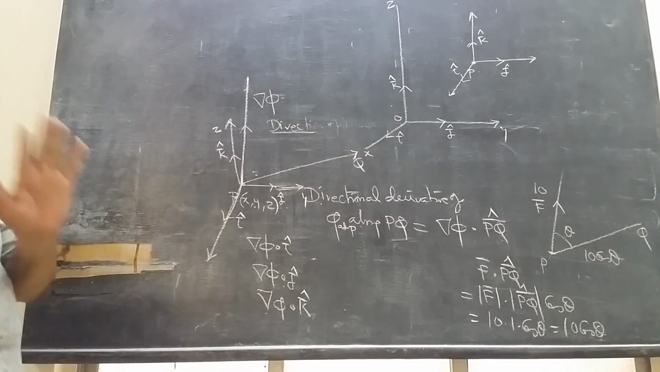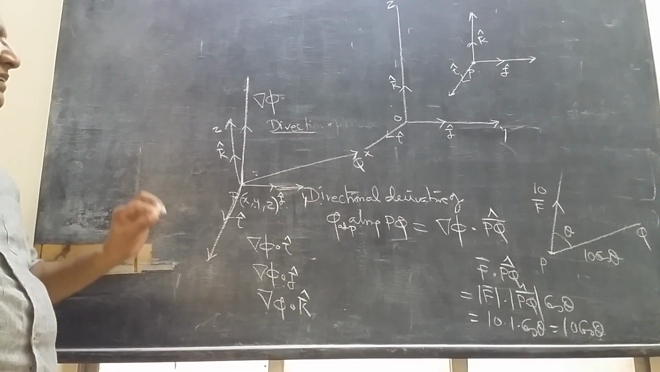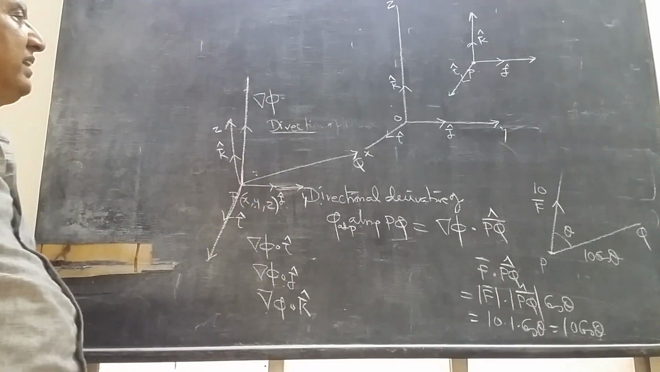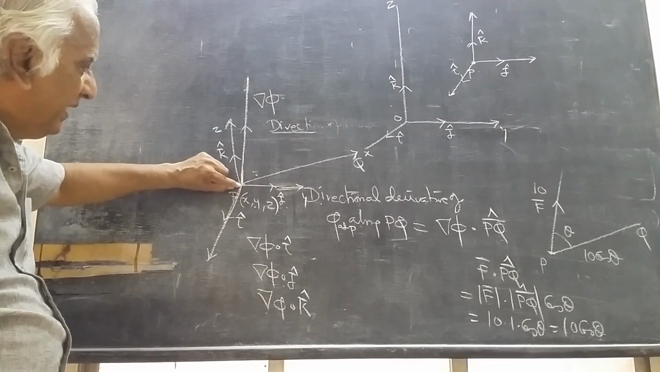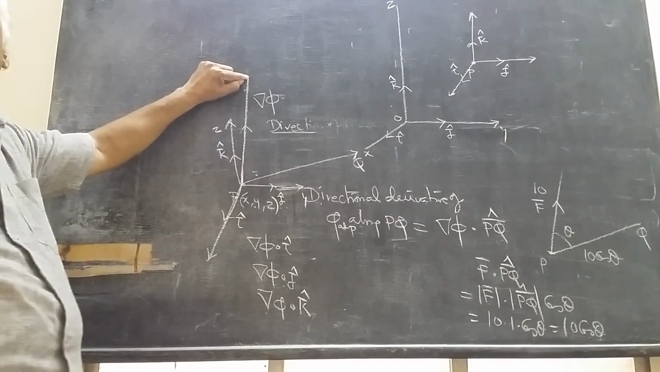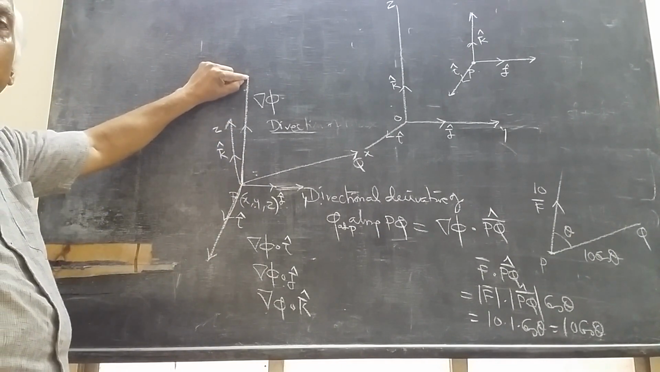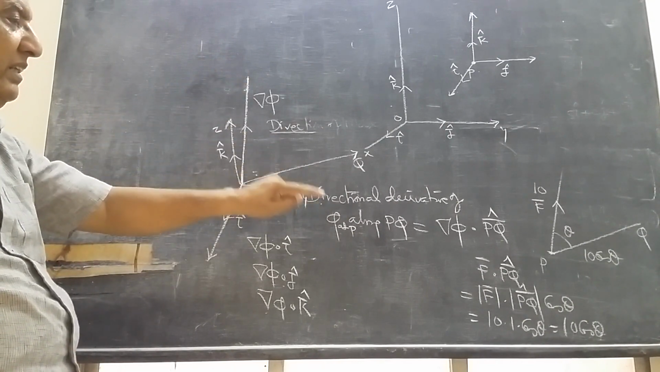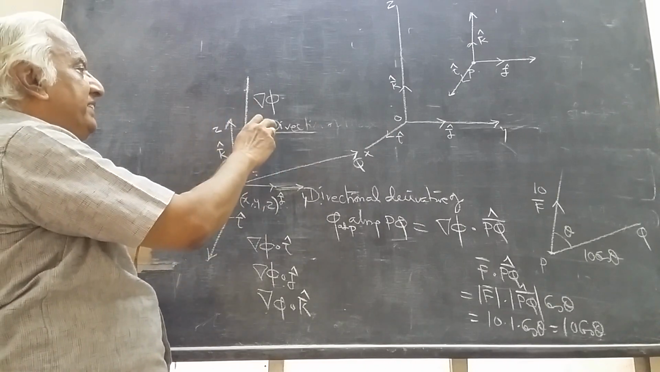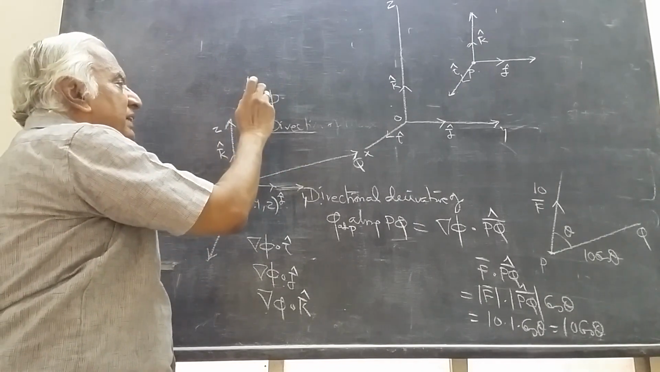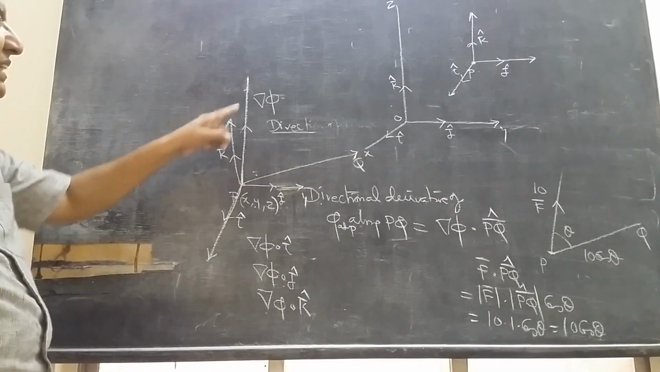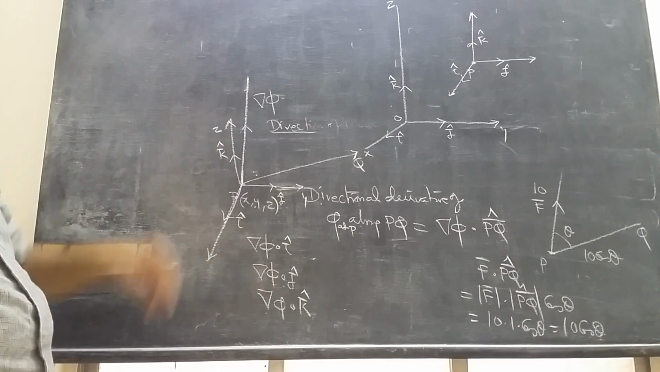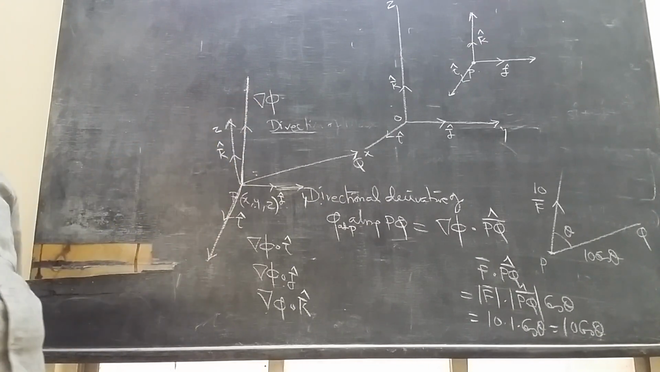You have to understand the quintessence. Del phi gives you what? The maximum directional derivative, the direction in which the function will increase maximum. Look, it is in the name itself. Maximum directional derivative: derivative means rate of change is maximum in this direction. What is the magnitude? Modulus. What is the direction? Give a unit vector: del phi by modulus of del phi.